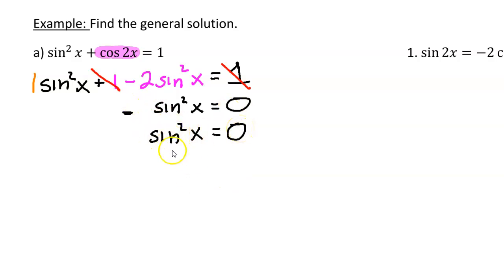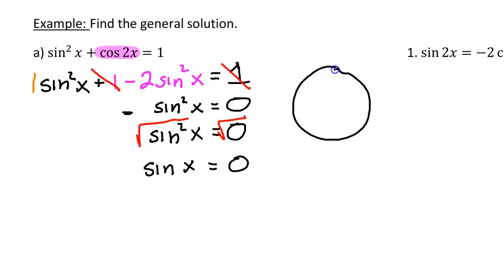And then we need sine, right? So we have to do one more step and take the square root of both sides. So now we have sine of x equals 0. And where does that happen? Where does sine of x equal 0? So we have answers. Where is the sine equal to 0? Right here and right here.